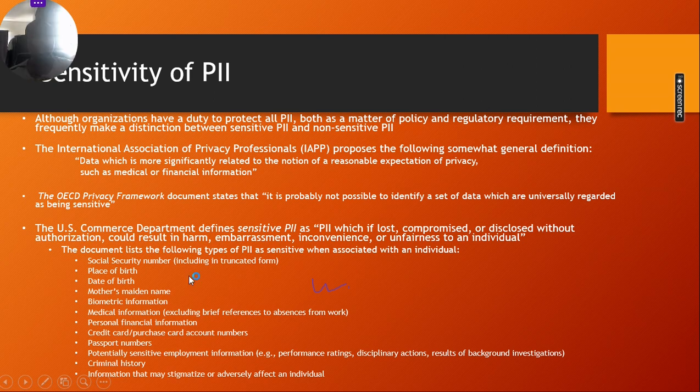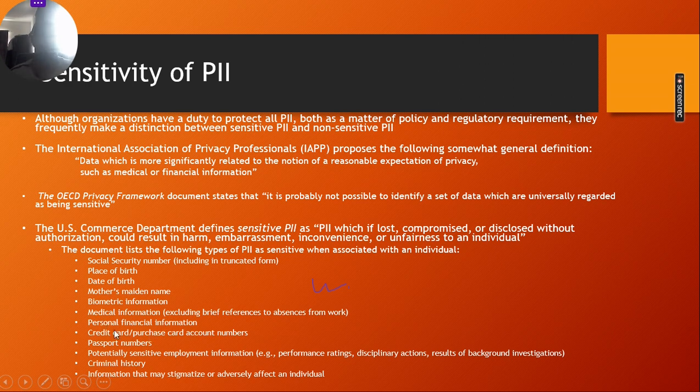Now let's take a look at examples of information that is sensitive. Your social security number is sensitive. Your place of birth is sensitive, because not everybody wants people to know where they were born. Your date of birth is sensitive, your mother's maiden name is sensitive, and your biometric information is sensitive. You don't want people to know, because when people know your biometrics, they can use it to commit fraud, right? Your medical information is sensitive. You don't want people to know about your medical history.